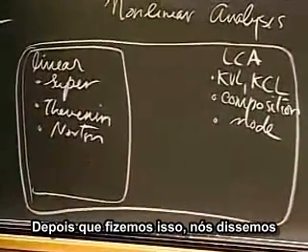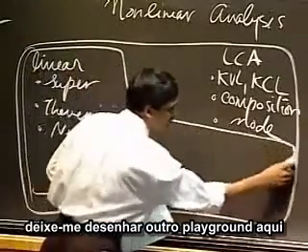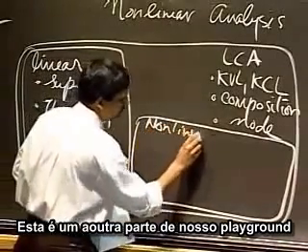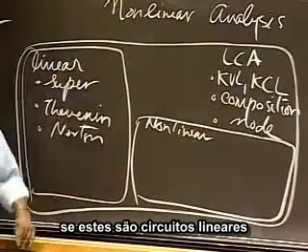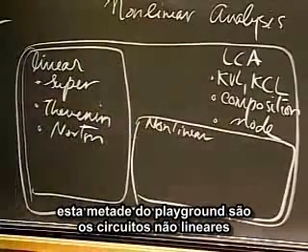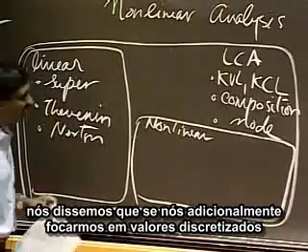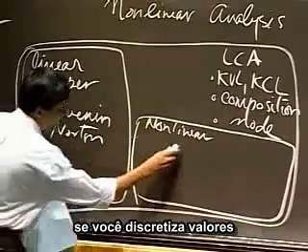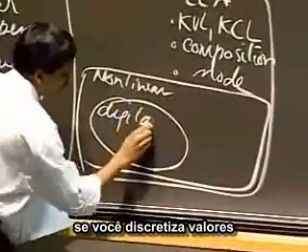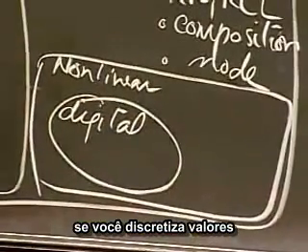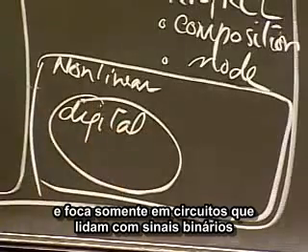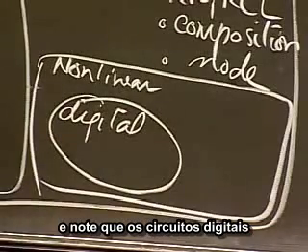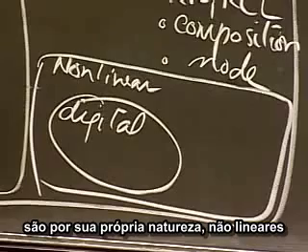So after we did this, we said, let me draw another playground here. This is another piece of our playground. And if this is linear circuits, then this half of the playground is nonlinear circuits. And we said that if we further focus on discretized values, if you discretized values and focused only on circuits that dealt with binary signals, highs and lows, then we came into this small regime of the playground. And notice that digital circuits are by their very nature nonlinear.